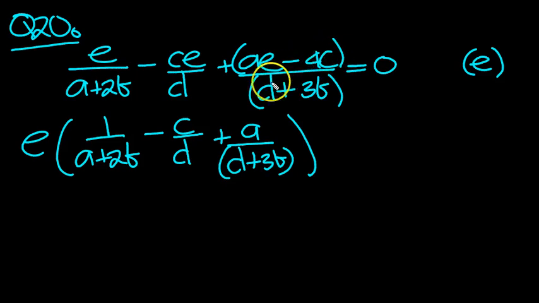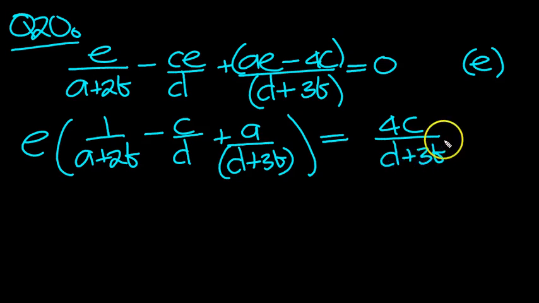I haven't done anything with this term. That's because we're going to move it across the equals to be plus 4C over the bottom number. So that equals 4C over D plus 3B. There we go. Yeah, everyone okay with that?